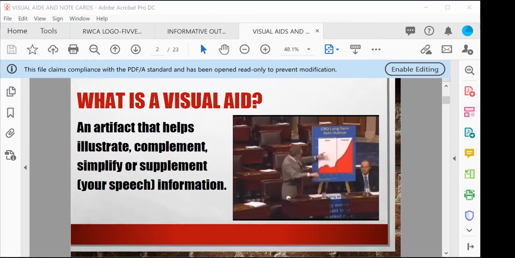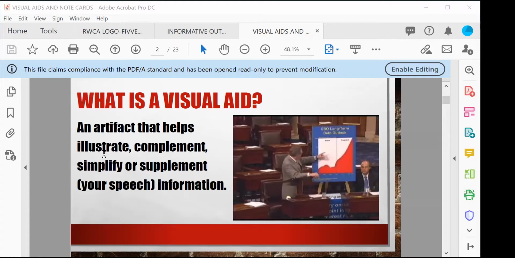All right, so what is a visual aid? It's an artifact. This is too much information on here, but we're going to go through it this way. It's an artifact that helps to do these things. It illustrates, complements, supplements, and simplifies things. That's what it's for. It's a thing, and it could be a lot of different things. PowerPoint is just one of the things that it could be, but it helps to illustrate.